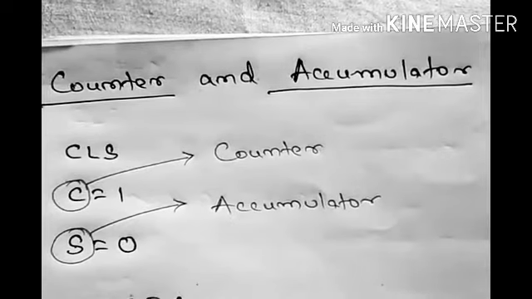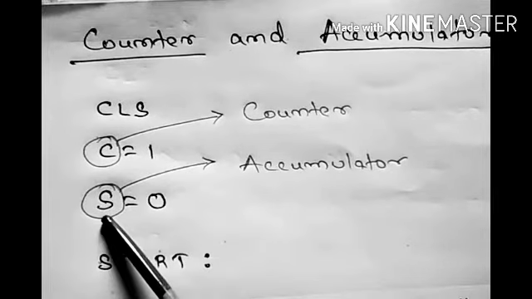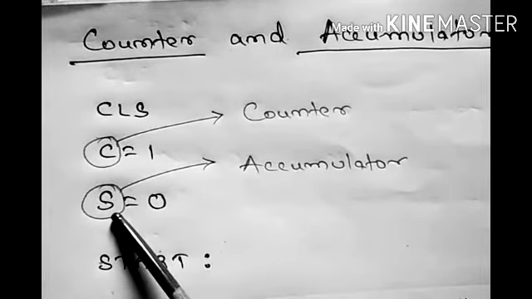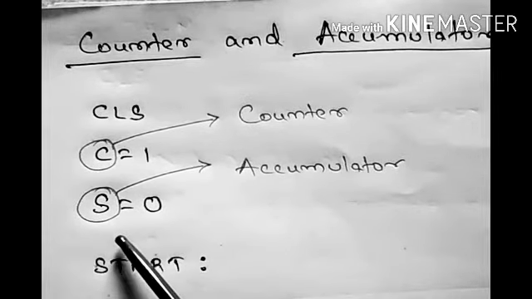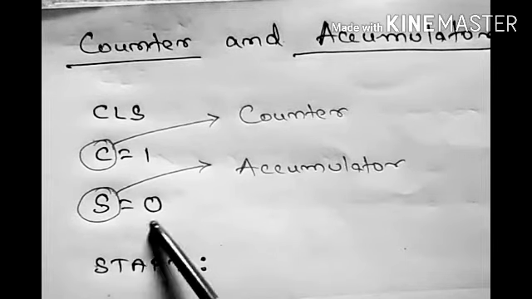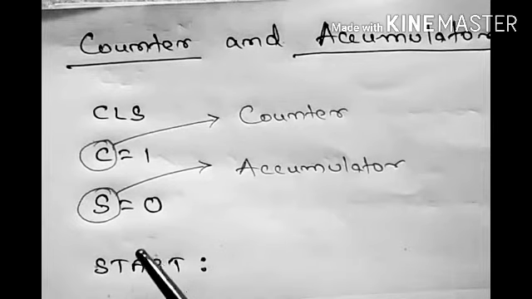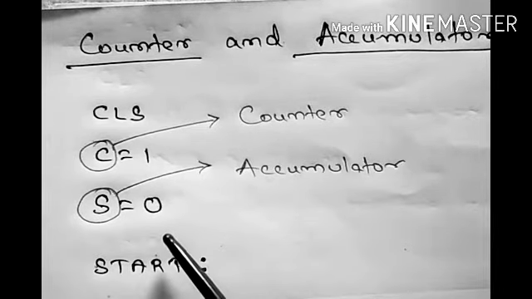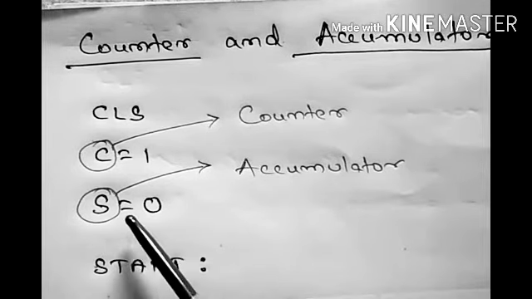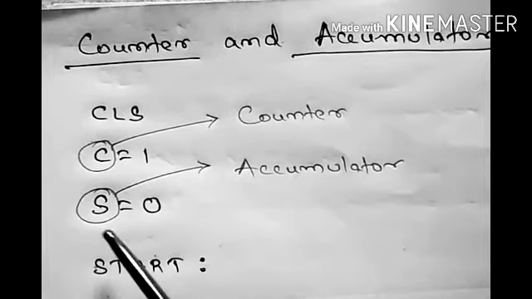Now coming to this program, first CLS, then the counter is initialized to 1 and s equal to 0. We want to do a sum total of all the marks. Suppose you have marks of 5 subjects or marks of 10 subjects. You want to do the sum total of all those subjects. Then for calculating the sum of all those subject marks, use the variable s.